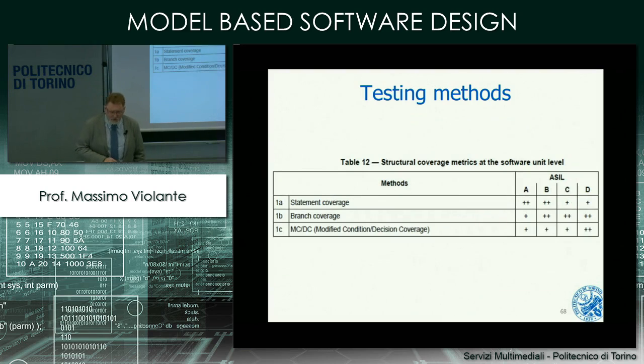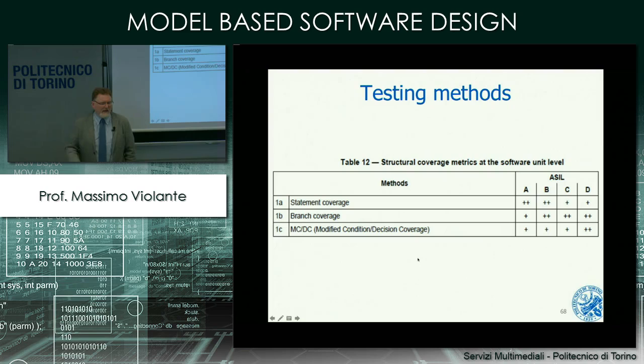The metrics that are suggested are the following. So we need to use statement coverage. So we must be able to count how many statements of our function are executed by our test, how many branches are covered by our test. And then we could also have to provide a special metric that is called MCDC, Modified Condition Decision Coverage.